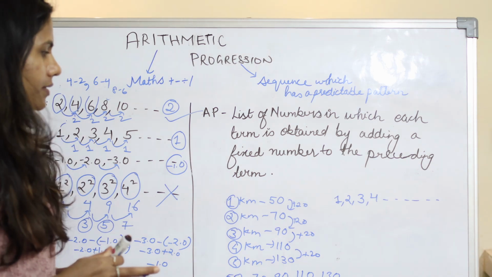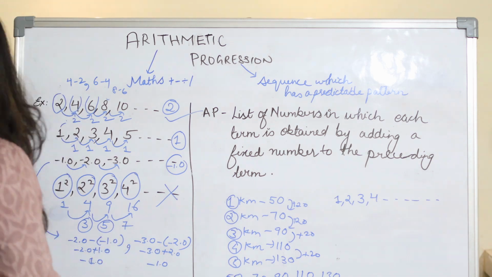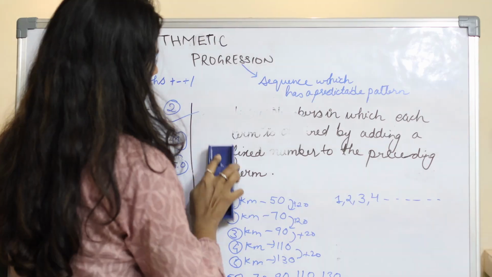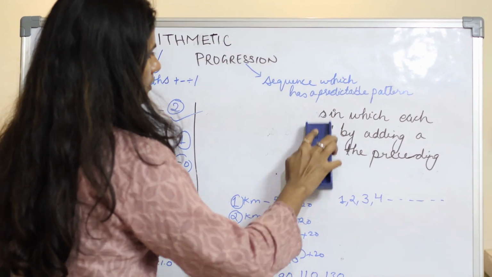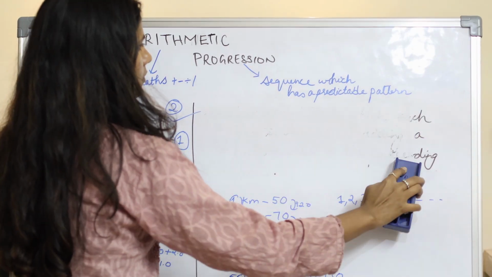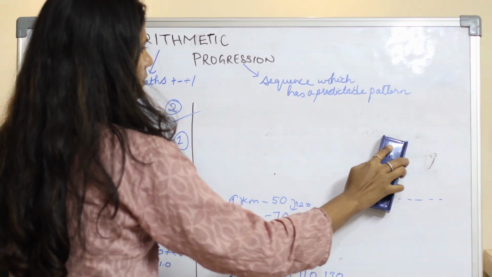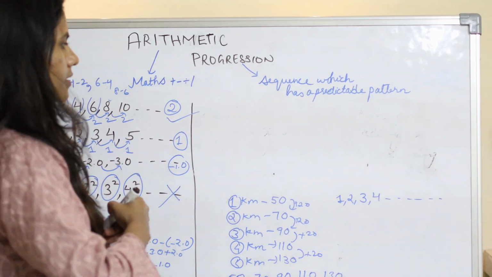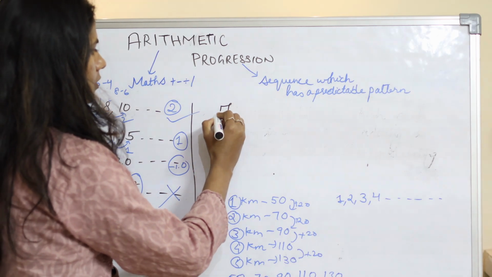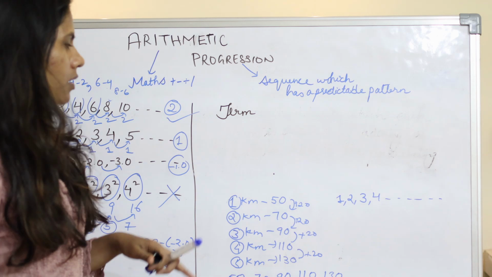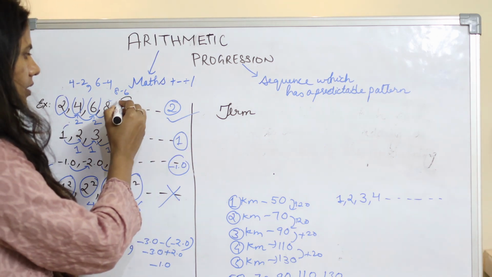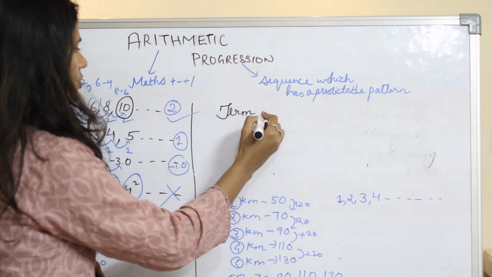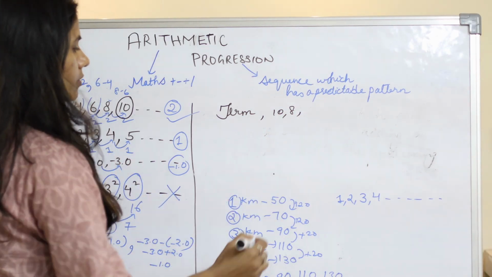Okay, so the first thing is term. Term is, each number in the sequence is called a term. So here if you see, 10 is a term, 8 is a term.